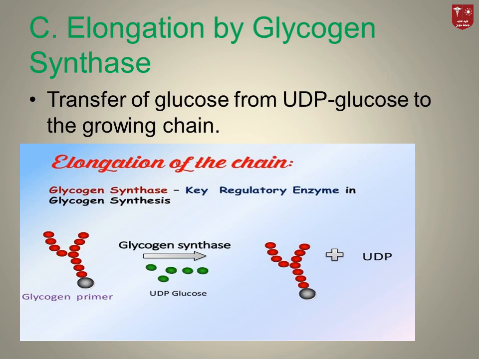Now after the attachment of the UDP glucose molecule to the glycogenine, we can elongate the molecule and form a larger and larger chain and a branched chain of glycogen. So the first step is attachment of the UDP-glucosyl residues to the glycogenine. Then the glycogen synthase can elongate the molecule more and more.